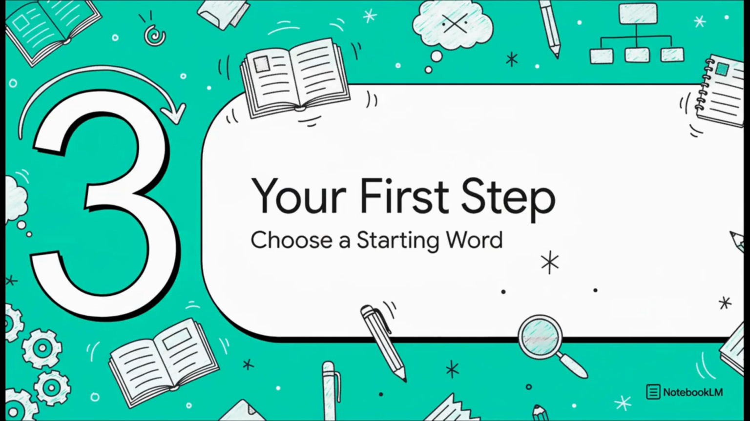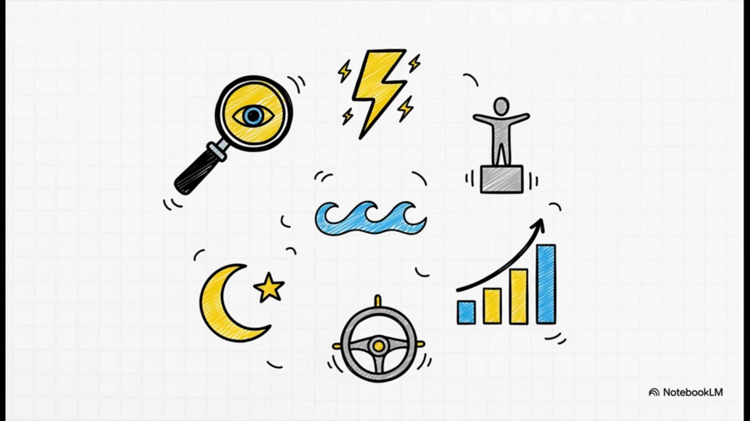If you look at your Lesson 0.1 page in the workbook, you'll find a section called Your Starting Word. You're going to see this list of words right here. This word is going to be your anchor for the whole semester. It's the one thing you want to work on the most. It could be focus or energy, maybe confidence, calm, control, sleep, or even grades. Just take a second to look at them.